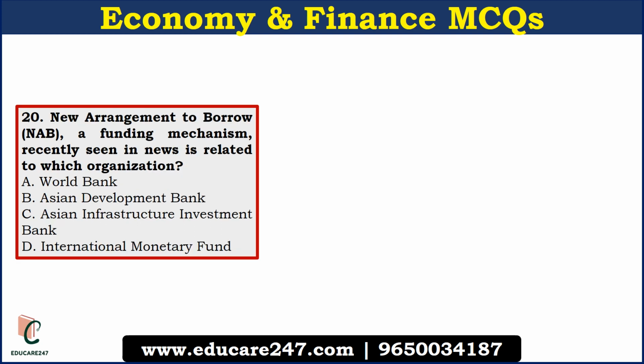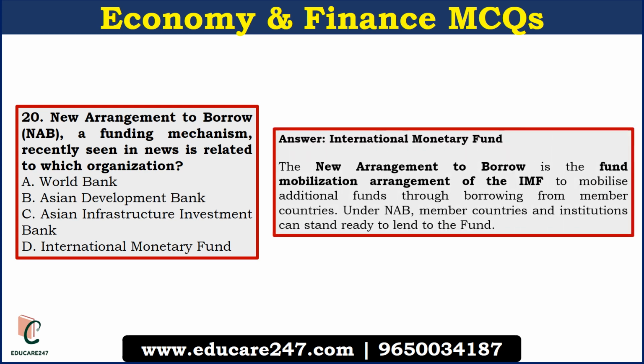The next question is, New Arrangement to Borrow, a funding mechanism recently seen in news, is related to which organization? The answer is International Monetary Fund. New Arrangement to Borrow is a fund mobilization arrangement of the IMF. Under this, the fund will be mobilized and additional fund will be given to the borrower, and member countries will lend under this fund. So this is a very important initiative because at the time of the COVID crisis, many countries are facing financial problems. So this mechanism will help to get additional fund.